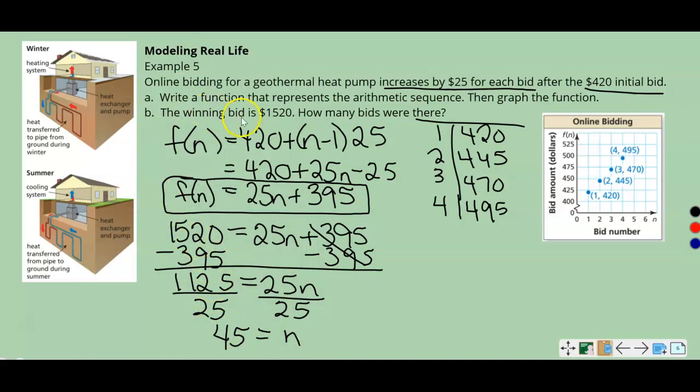So it says the winning bid is $1,520. How many bids were there? So we can say there were 45. I don't know why I almost said 35. There were 45 bids on this geothermal heat pump before they accepted the winning bid. All right, that's all for example 5.